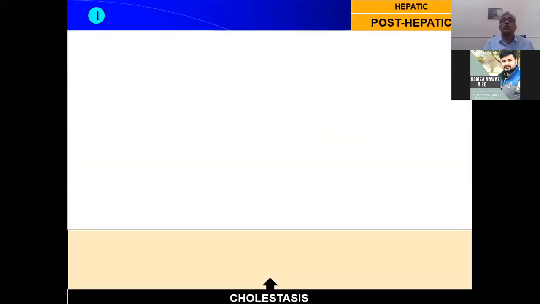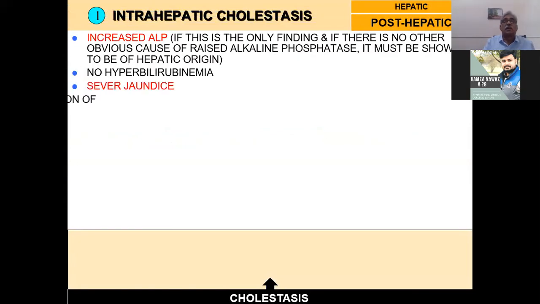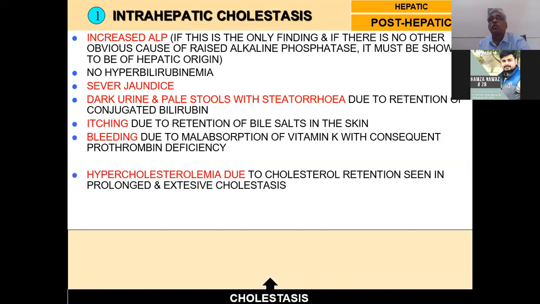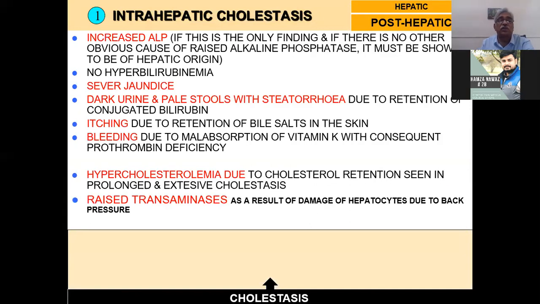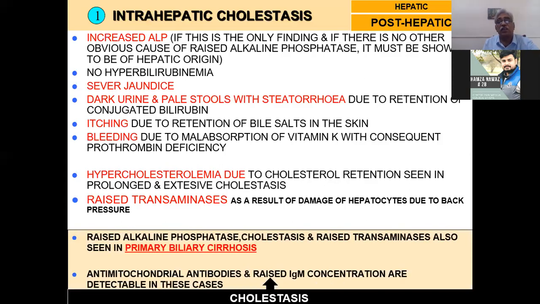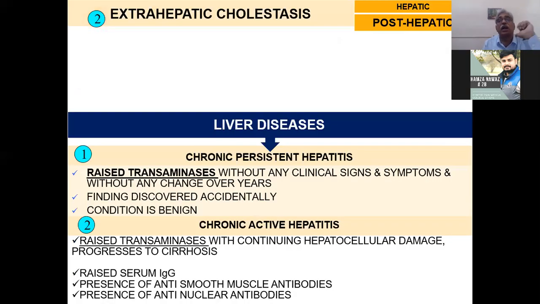I don't want to go into the detail of this. The only thing is, time is too short. In post-hepatic jaundice you can find these conditions, and the rest of the slides you can see on LMS and go through them. The only thing is, in cirrhosis of the liver, if it is primary biliary cirrhosis, that is biliary duct cirrhosis, not cirrhosis of hepatocytes, you go for detection of anti-mitochondrial antibodies and detection of IgM.